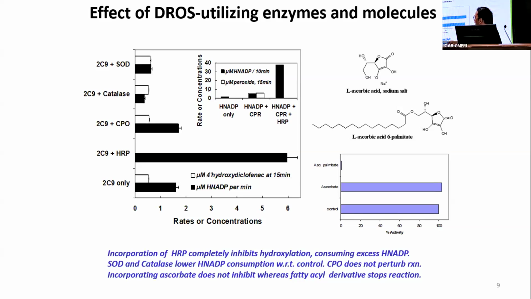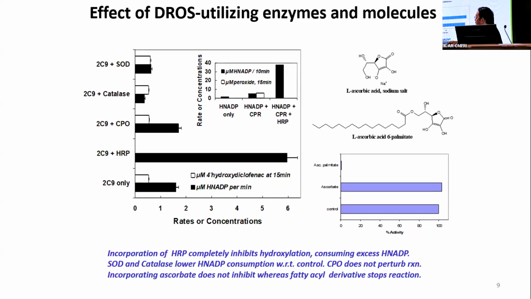And when you add other enzymes, like SOD, superoxide dismutase, as we know, it works only on superoxide, and it can take that away. But still, there are other DROS species that will be available. Because there are other DROS species available, you still observe some formation of the product. And catalase can work on peroxide. So still you have some other DROS which it cannot work on, and that's why you still get some level of formation of the product.